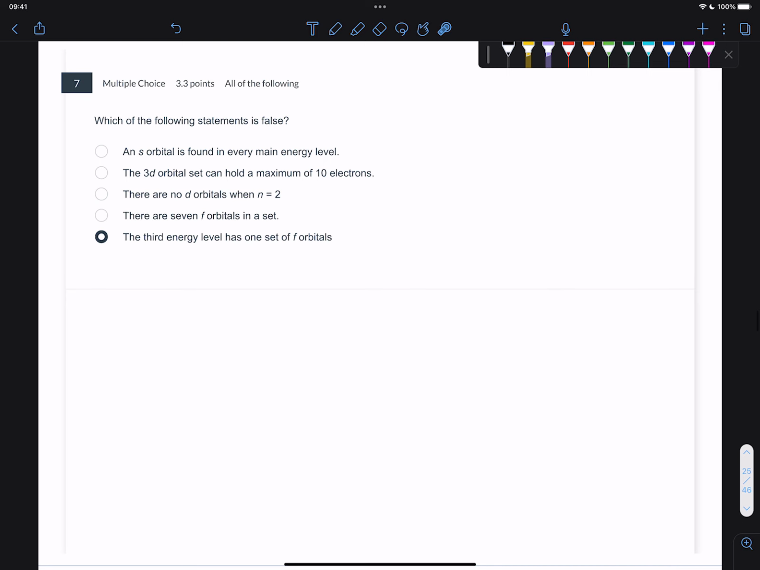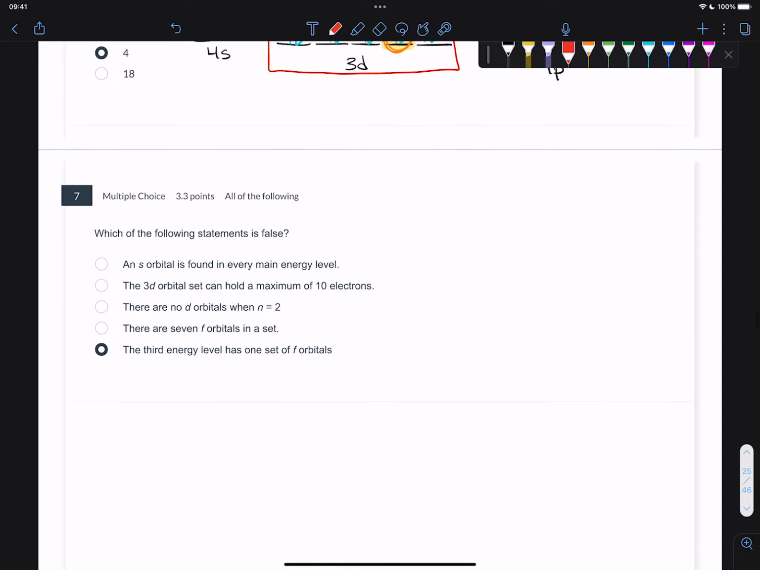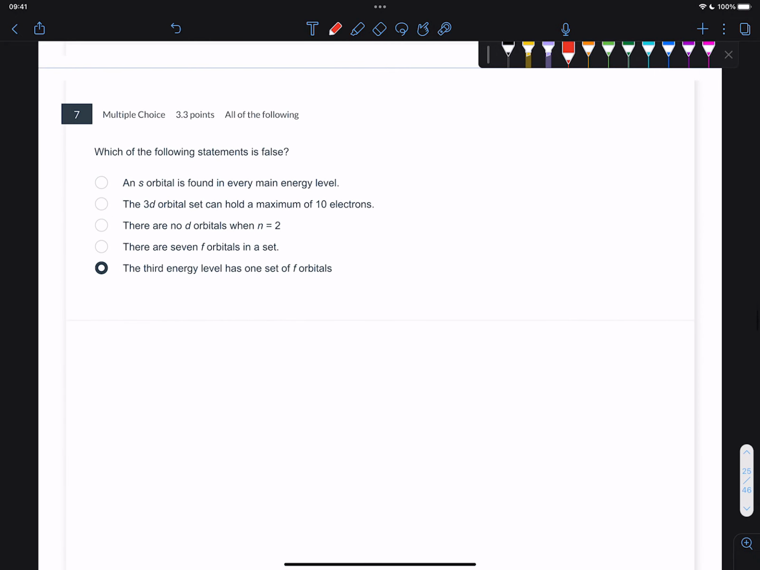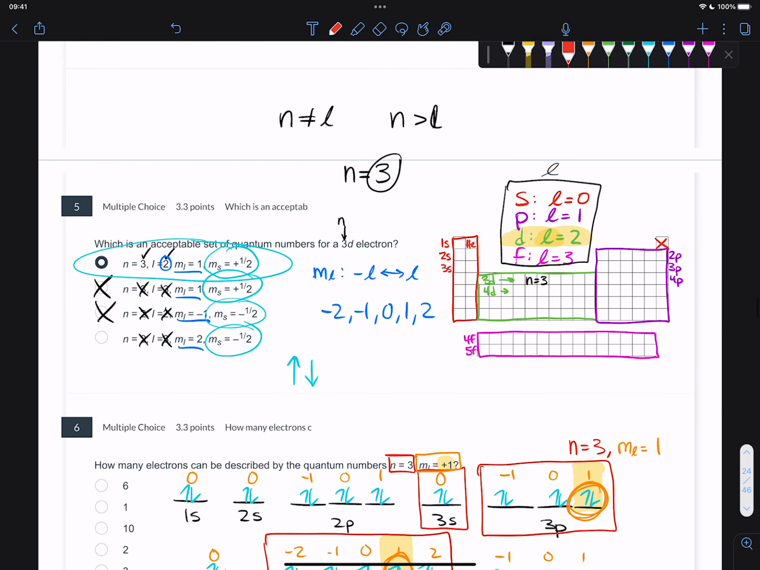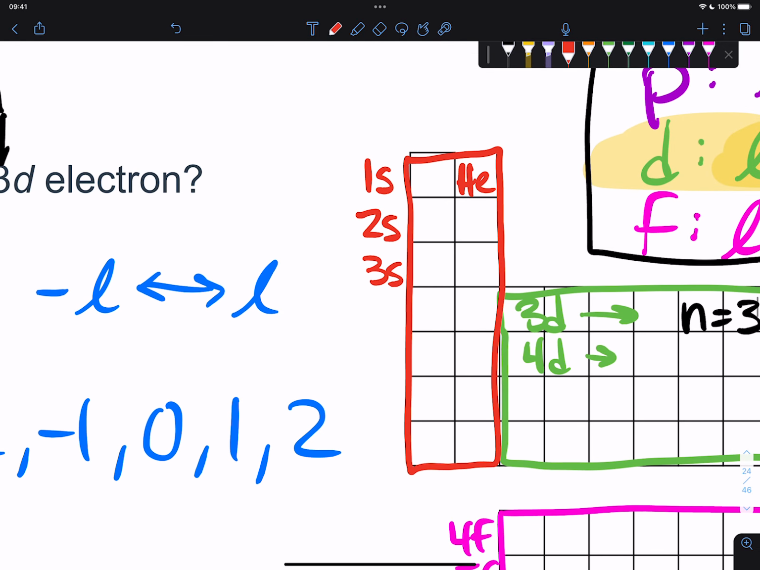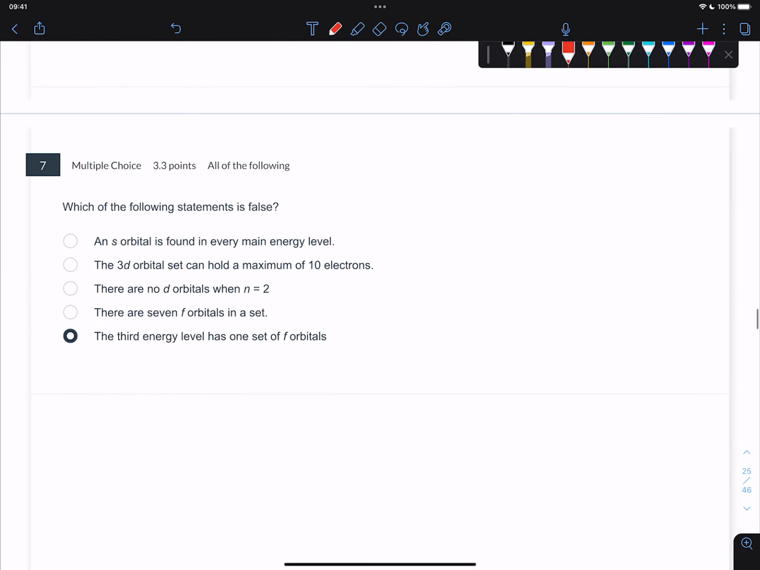For number 7, it says, which of the following statements is false? Let's take a look at the statements one by one. The first statement says an s orbital is found in every main energy level. So I might have to reference this periodic table again. Well, that's true. According to the Aufbau principle, s is the lowest energy level that you could possibly have. Imagine if you're starting with the simplest element, so to speak, which is hydrogen. Even hydrogen exists in the s, so you can't get less than s. So this is a true statement, which means you're not going to select it.